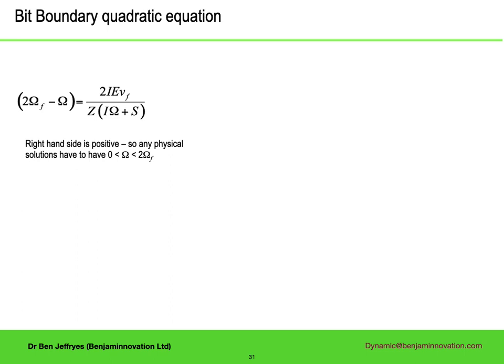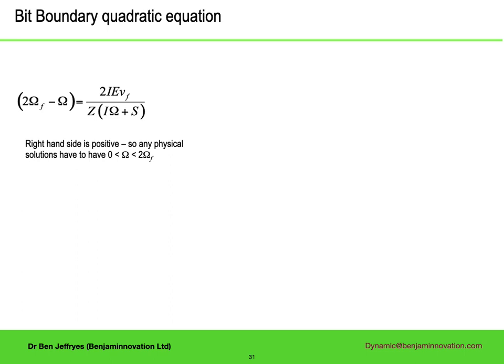I showed you that the bit equations are quadratic. One way of writing them is shown here, with the total resulting bit rotation speed written in terms of the incident rotational wave, omega f, and the incident axial wave, Vf. I've written it like this, as it shows that any solution with a positive rotation speed, i.e. a physical solution, lies between 0 and twice the incident wave rotational speed. Obviously, multiplying through by the denominator on the right gives a quadratic equation for omega, the total bit rotation speed.